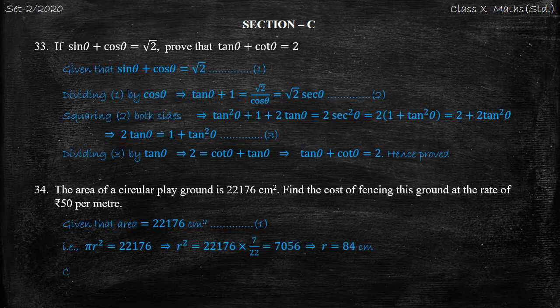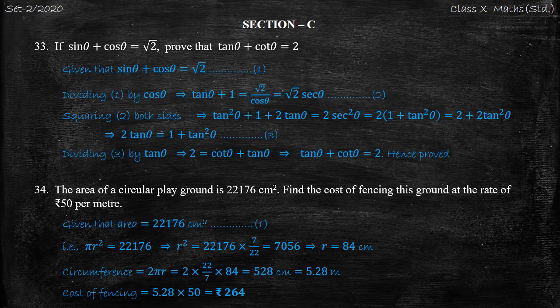So radius is 84. So circumference, you know, the formula for circumference is 2 pi r. So we need to find the circumference is 5.28 meter. Now cost of fencing per meter is 50 rupees. So you need to multiply that by 50. You will get the total cost of fencing is 264 rupees.